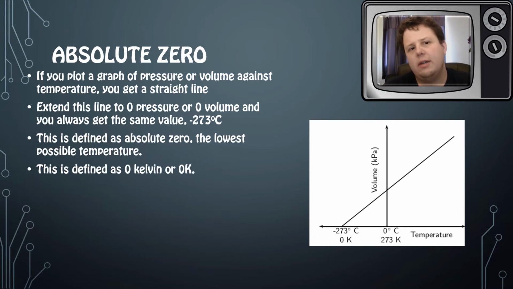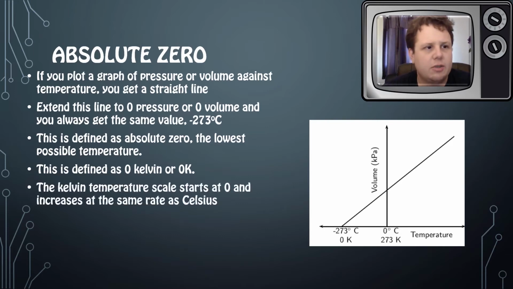Okay, now we define this as 0 Kelvin. And this gives rise to a new temperature scale, the Kelvin scale. So the Kelvin scale starts at 0 and increases at the same rate as degrees Celsius. So a change in Kelvin is exactly the same as a change in degrees Celsius. If you go up 10 Kelvin, that's going up 10 degrees Celsius.